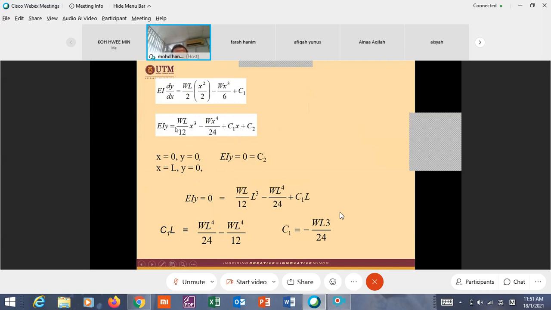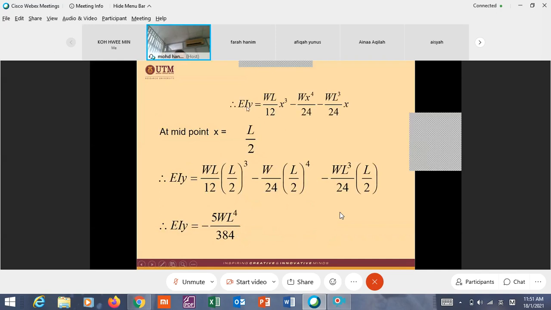Okay. And then the second boundary condition is y equal to 0 at x equal to L. So when x equal to L, what is C1? C1 is equal to here. Then bring L to here, cancel. Then you got here L to the power of 3. Therefore, the equation now is equal to EIY, WL, and so on.